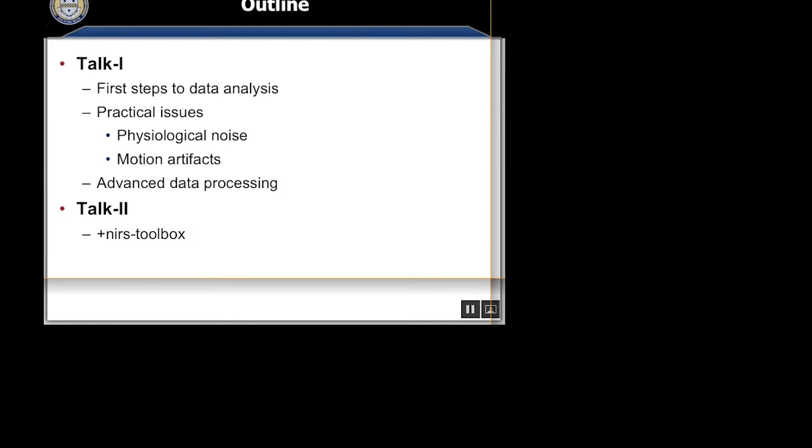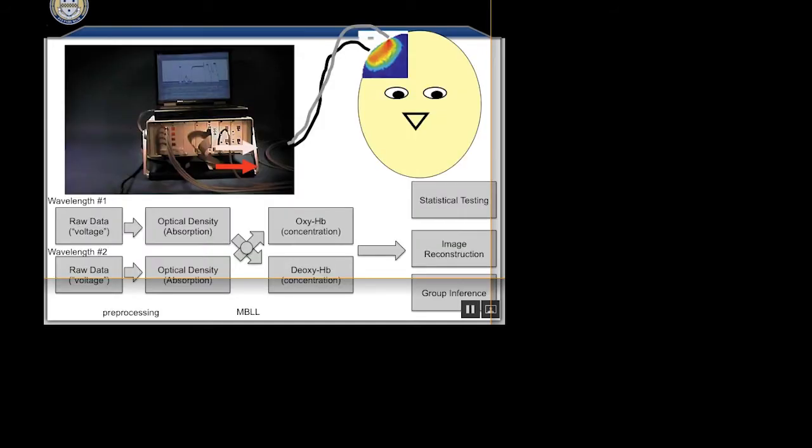So in this first talk, on first steps to data analysis, I'm going to walk you through the different steps of pre-processing and talk about some of the practical issues we have, mostly physiological noise, systemic physiology, and motion artifacts. Then I'll talk about some of the data analysis tools available for dealing with this kind of data. So obviously this is fNIRS. This is actually one of the really old Techen systems.